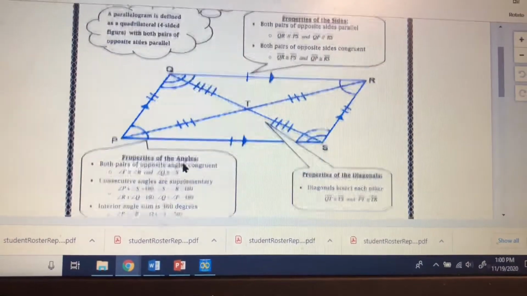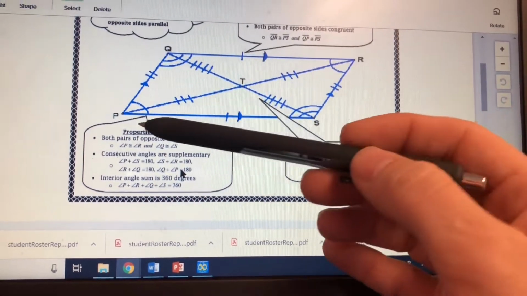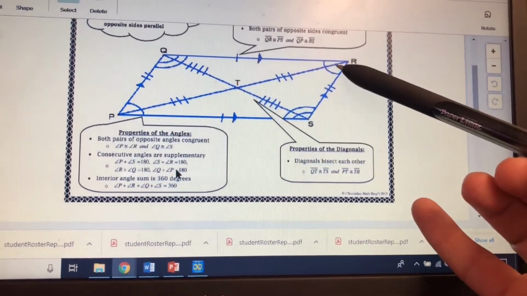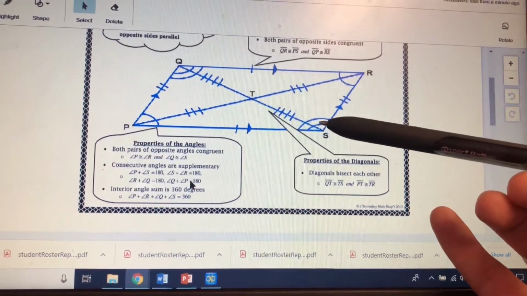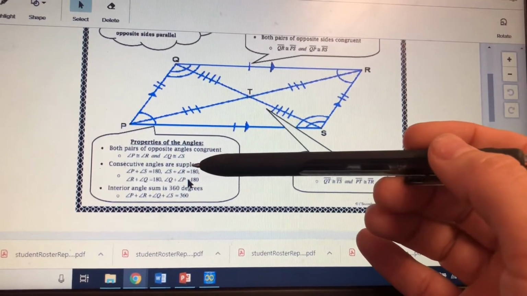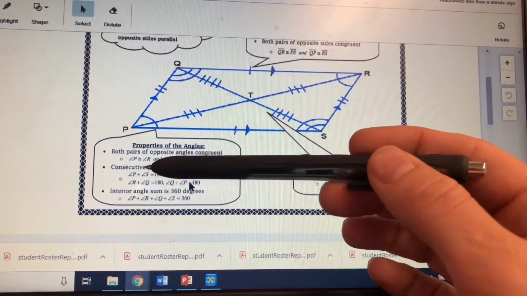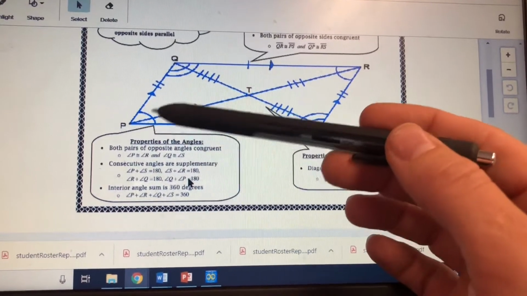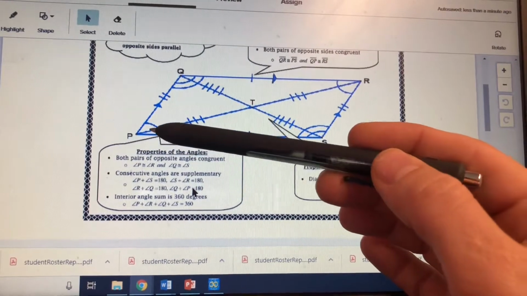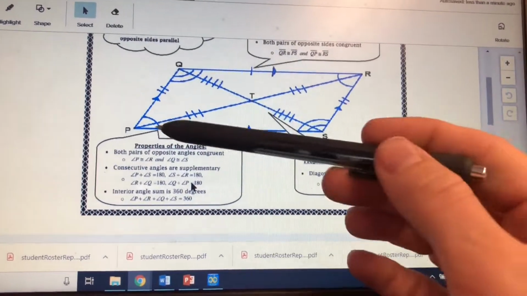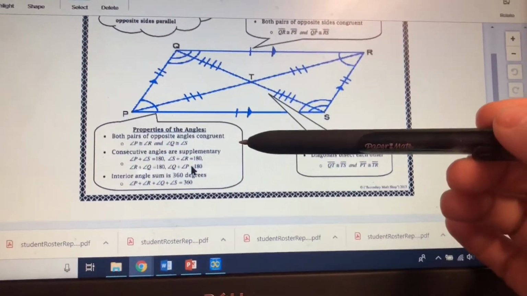Same thing for the angles. Okay, so opposite angles are congruent. So like angle P and angle R are going to be congruent, and then angle Q and angle S are going to be congruent. All right, and then it tells us that consecutive angles are supplementary. Supplementary means they add up to 180. Consecutive means that they're next to each other. So angle P and angle Q are next to each other, so they add up to 180. Angle P and angle S are next to each other, so they add up to 180. Okay, same thing with all the angles that are next to each other.